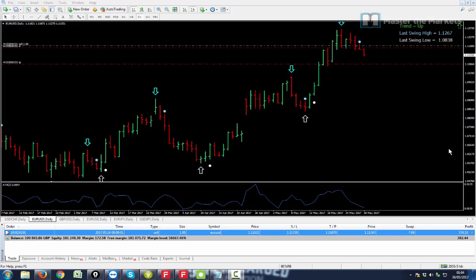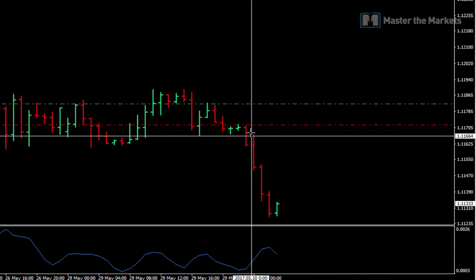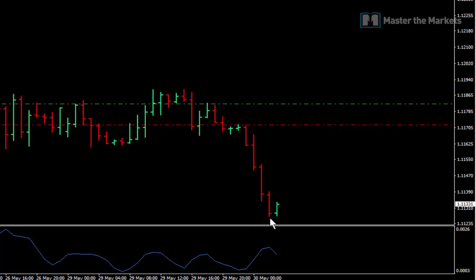Now, what we're looking at, if I drill down to an hourly chart here on this euro US dollar, you'll see that the last 3 hours have actually created a range of 41 pips.